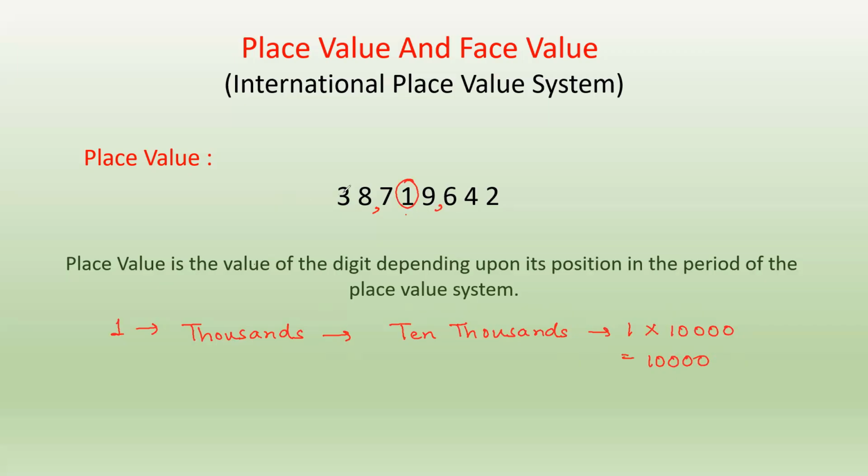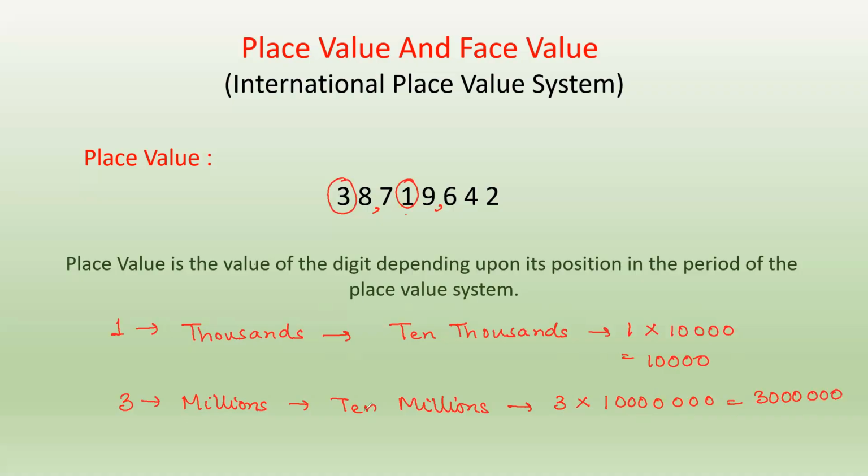Now let us take another example. Suppose I want to find the place value of 3. 3 belongs to the period of millions. At what position? We know 10 millions. So how do we write it down? We take the number 3 and multiply it by 10 million. So how many zeros will there be? Sorry, there will be 7 zeros and it will become 30 million.